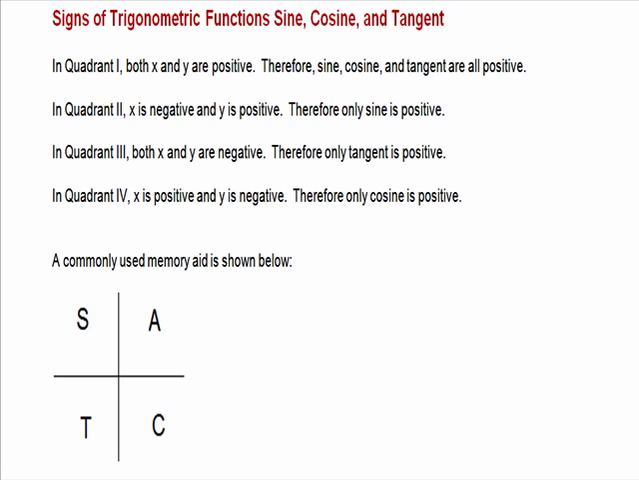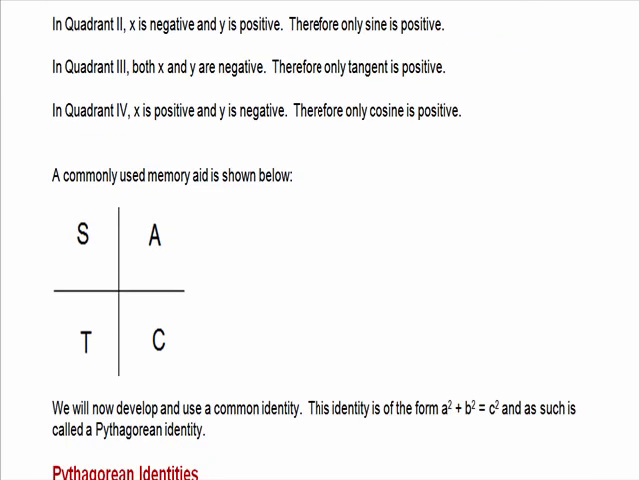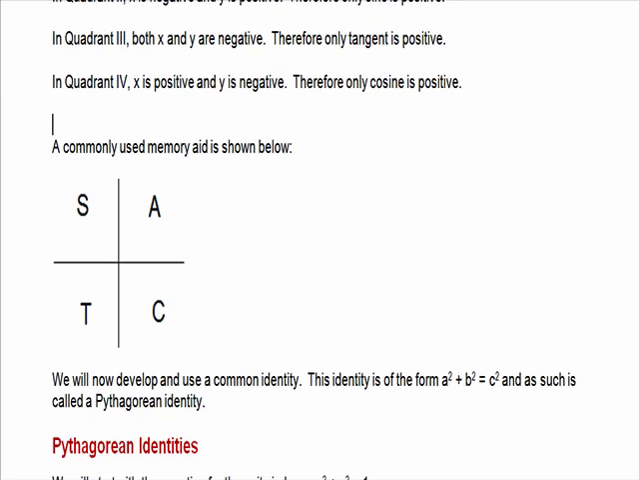So based upon x's and y's, I can think which trig functions are positive or negative. Now, some people actually have a little memory aid, and they'll draw the 4 quadrants, and they'll write ASTC, and then they'll say all students take calculus or some other type of memory aid. But ASTC tells us in which quadrant each of the trig functions is positive.